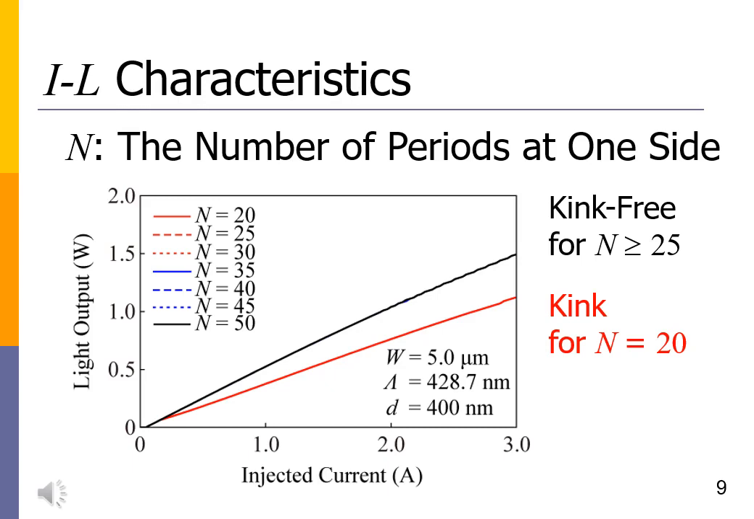When n is 20, a kink appears in the IL curve with oscillation of the first-order horizontal transverse mode. When n is greater than 25, kinks do not exist in the IL curves and only the fundamental horizontal transverse mode oscillates up to the injected current of 3 amps.